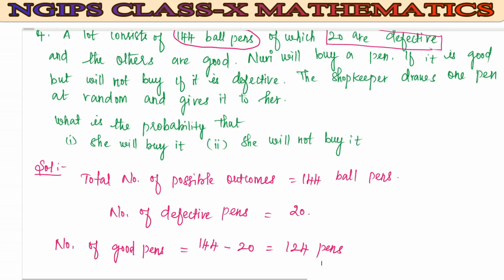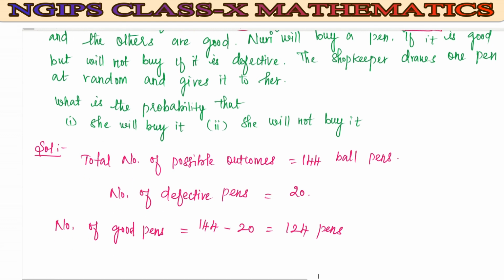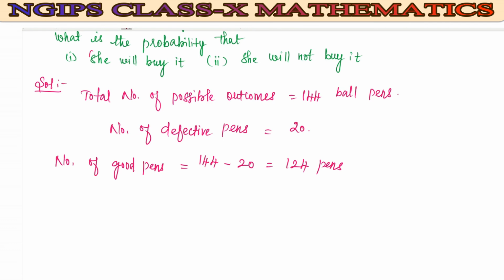Now next what we need to find: Nuri will buy a pen if it is good but will not buy if it is defective. The shopkeeper draws one pen at random and gives it to her. So what is the probability that she will buy it? If it is good she will buy; if it is defective she will not buy the pen. So we need to find out the probability of good one and the probability of defective.